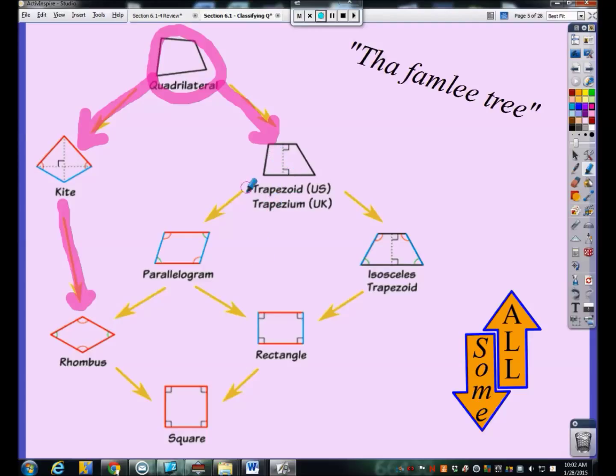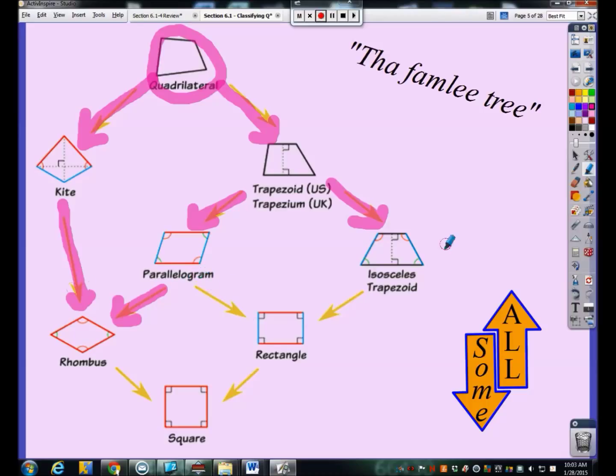Trapezoid had two kids, parallelogram and isosceles trapezoid. And then parallelogram had a kid named rhombus. So, boy, that must mean that the parents of the rhombus are the kite and the parallelogram. If kite and trapezoid are brother and sister, it's almost like parallelogram had a baby with her uncle, kite. So you see what I mean? This family tree has something a little weird going on here.